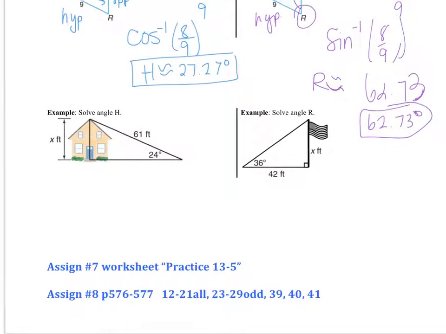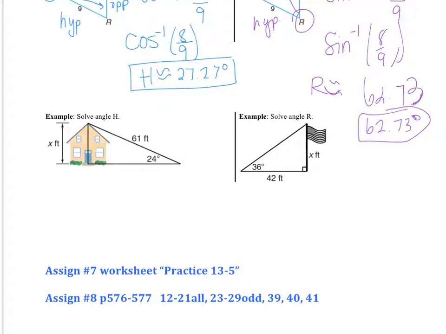Last two examples are some real-life examples of using sine, cosine, and tangent. Again, a big key here is marking your triangles. It looks like we're actually not solving for angle H here. We're trying to find the height of the house. So we're solving for x here. So I'm going to circle the angle that I'm given, draw my arrow across. I've got my opposite. And then this forms a right angle down here. So here's my hypotenuse. So using my SOH CAH TOA, sine is the opposite over hypotenuse. So I know that the sine of 24 equals x over 61.